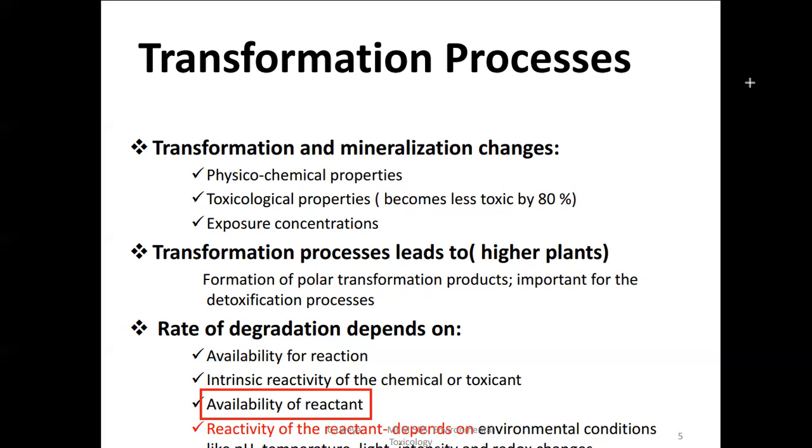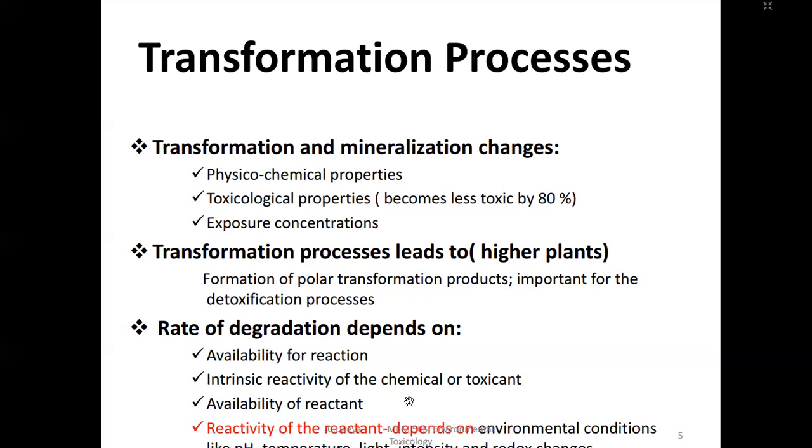Yes, that's what this point is trying to emphasize. Then the last one says, it's even cut. The reactivity of a reactant depends on the environmental condition. Yeah, it's very true. Now, this is just a backup of this point here.